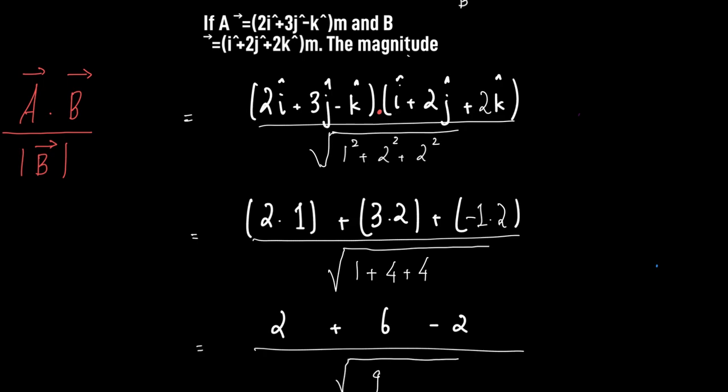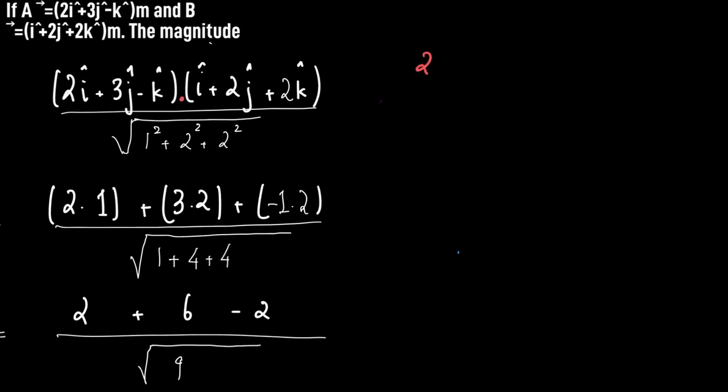2i dot i would be 2 into 1. Okay, I've been writing this down every question just to make sure that, if you're here for the first time, you don't miss out on the concept. So 2i dot i actually gives you 2i dot 1i, which further gives you 2 into 1 times i dot i.